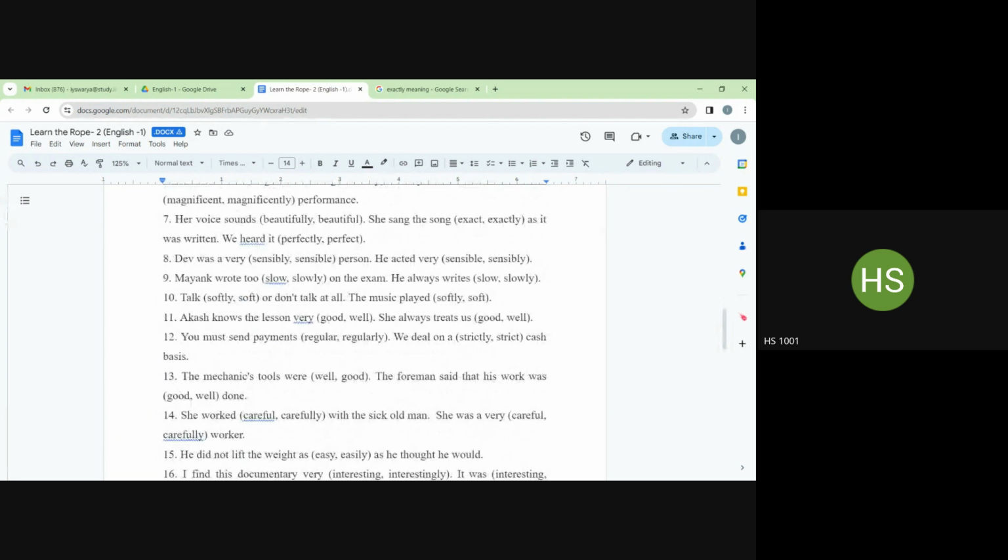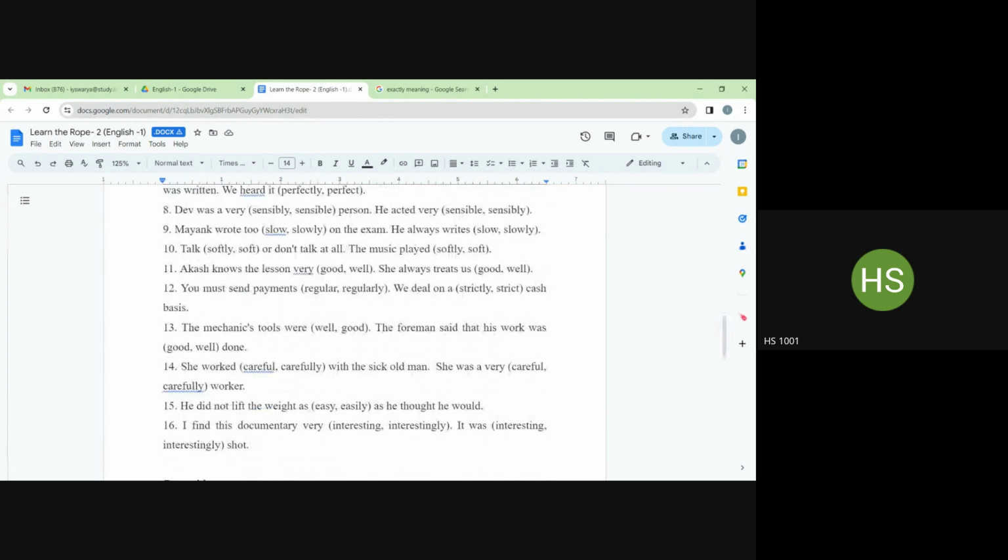Next question you have. Dave was a very sensible person. In this one, what would be your answer? Sensible, right? So you're talking about Dave, so an adjective has to be used. Sensible person, right? Person is the one that is being modified, which is a noun, and hence you use the adjective sensible. He acted very sensibly, right? Again, this is modification of the verb, so sensibly. Ma'am, in this case, he acted very sensible cannot be an option, ma'am? Because he acted very sensible, no.